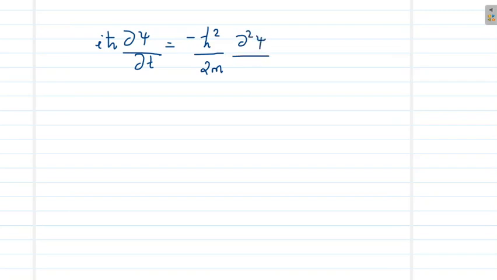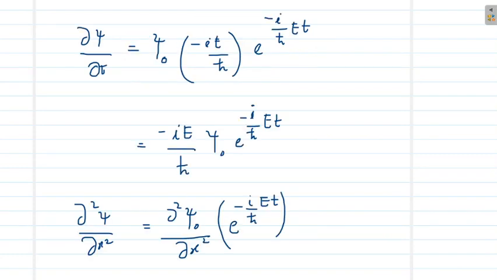Now substitute in the Schrodinger equation. What is the Schrodinger equation? The general equation is i h cut into dou psi by dou t is equal to minus h cut square by 2m into dou square psi by dou x square plus V psi. Now let us substitute for dou psi by dou t and dou square psi by dou x square from the previous equations, that is equation number 2 and 3.